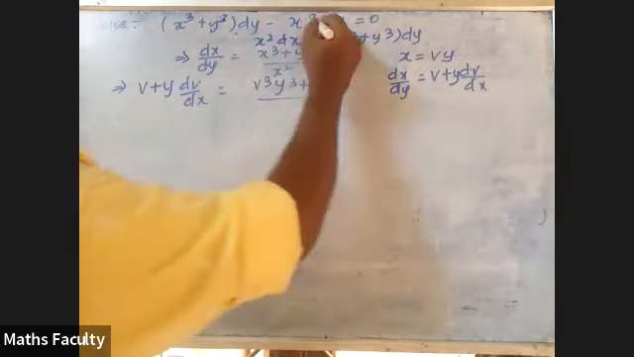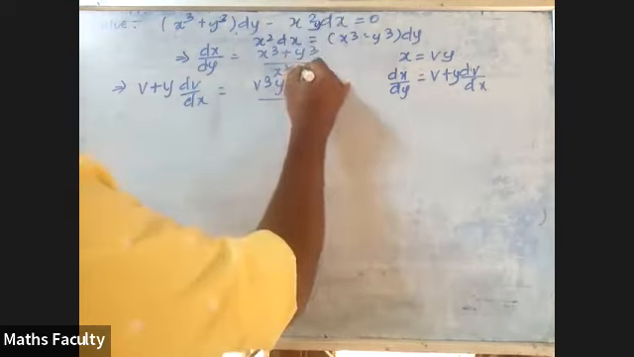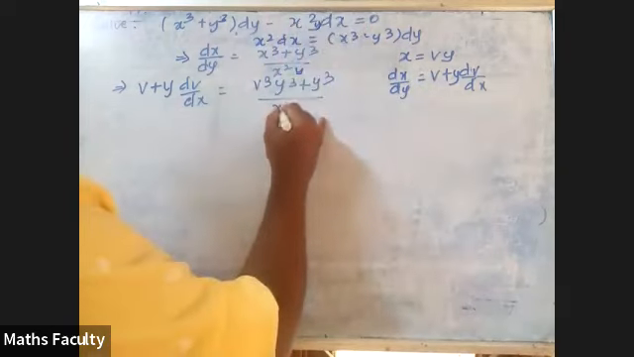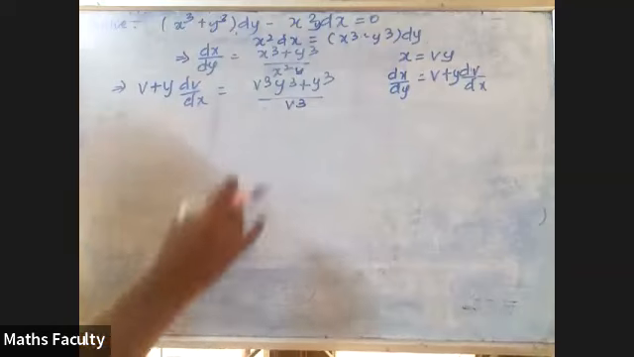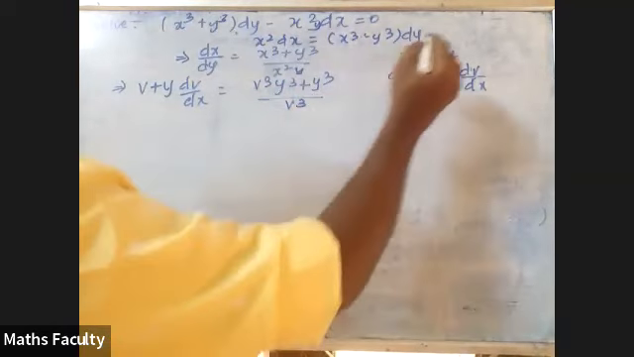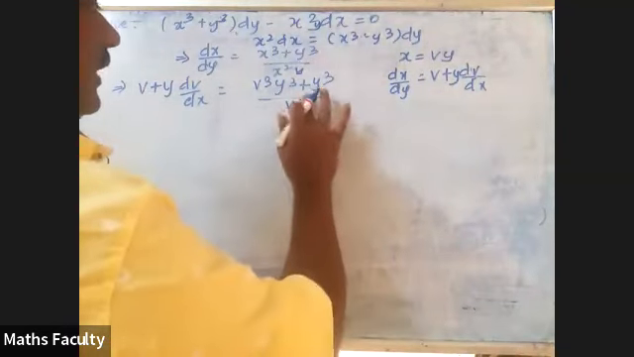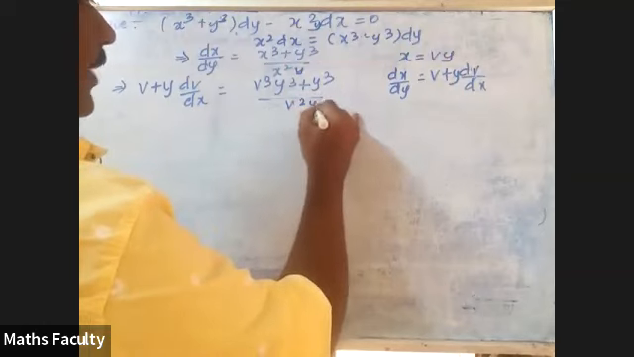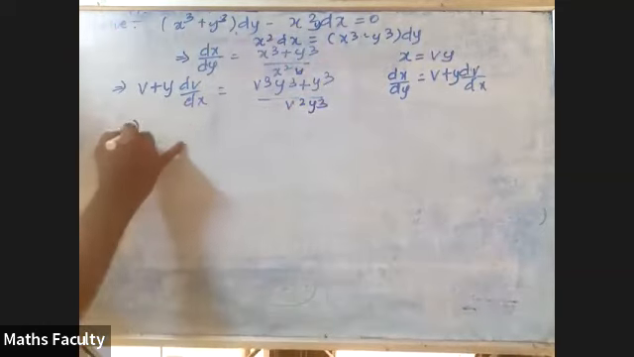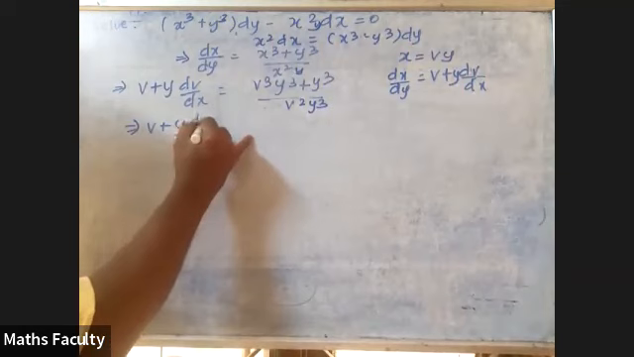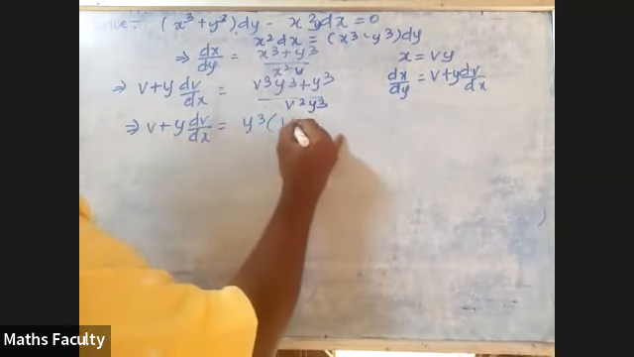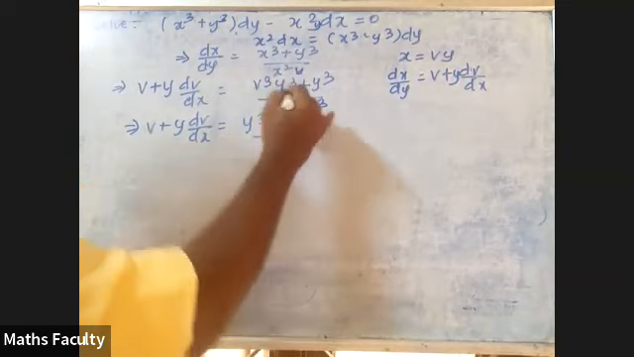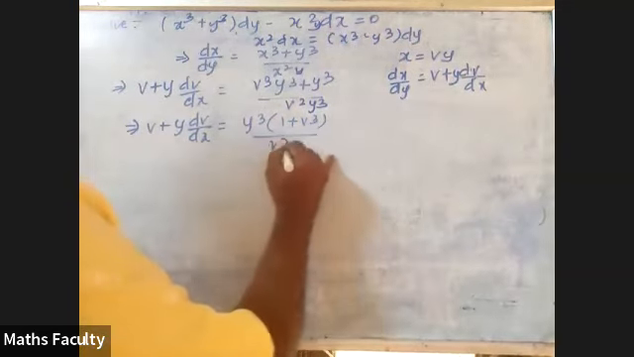Sorry, x squared y, I wrote the problem wrongly. So x squared y, I can write this as v cube. Then v cube y cube, that is, y is already there. Therefore I can write this as v plus y dv by dx is equals to y cube into 1 plus v cube divided by v squared into y cube.